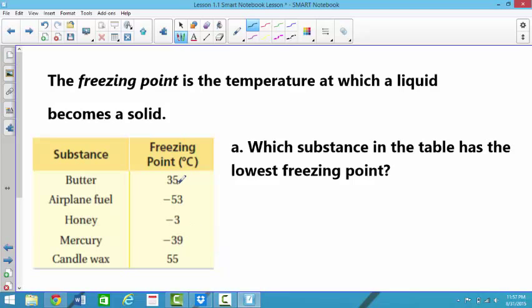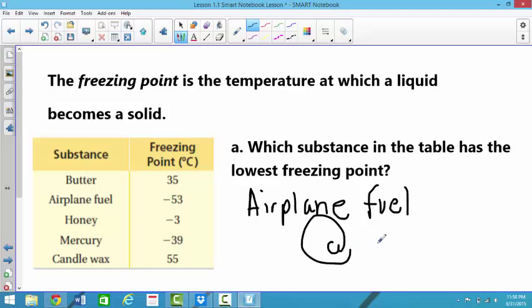Well, which one of these is the lowest? In other words, the smallest. So 35, negative 53, negative 3, negative 39, or 55. So the lowest freezing point would be airplane fuel, at a negative 53.